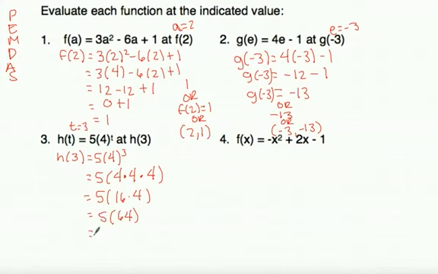So I would do 5 times 64. So 4 times 5 would be 20, carry a 2. 6 times 5 will be 30, plus 2 more would be 32. So I would have 320 as my answer. I could see it as 320, or I may see it as h of 3 equals 320.